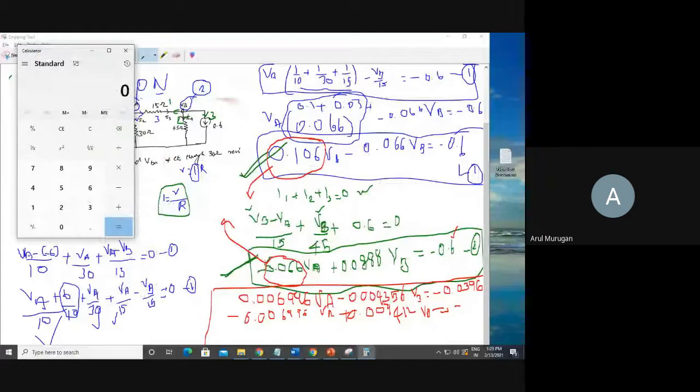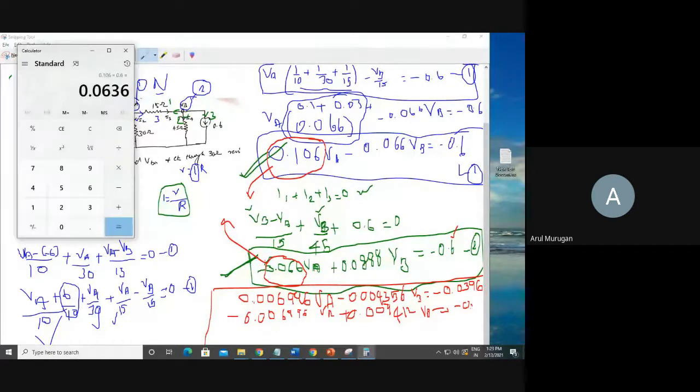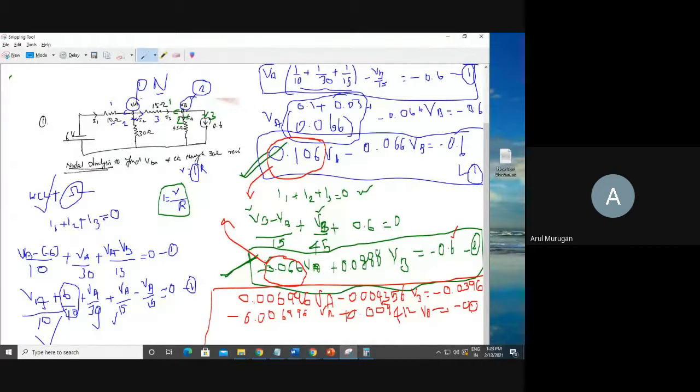Then as usual, 0.106 multiplied with 0.6. What is the answer? Minus 0.0636.